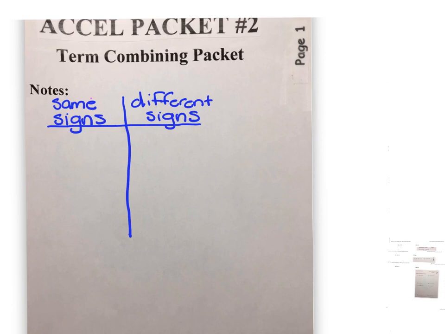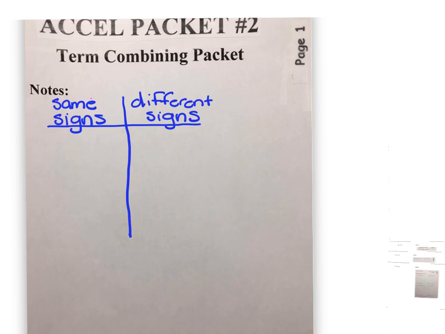Let's take a look and review the rules. If you currently don't have a packet, please use a notebook and take down this information in your notebook. Let's begin. Please construct this T-chart on your cover page. On the first column, you should label it same signs. On the second, different signs. This is the T-chart we used for adding integers or combining integers.